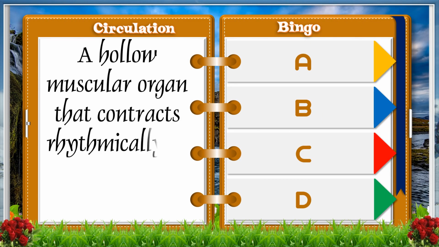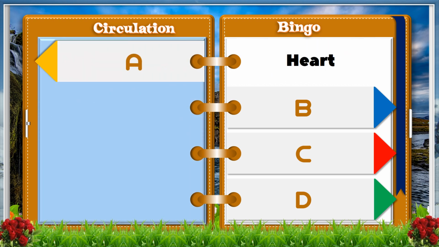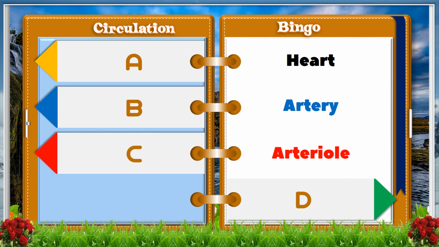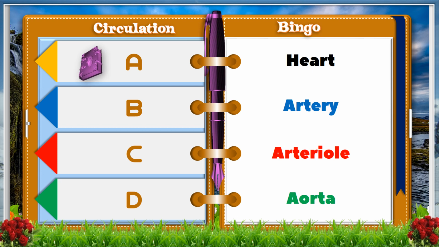A hollow muscular organ that contracts rhythmically to pump blood around the body. A. Heart. B. Artery. C. Arteriole. D. Aorta. And the answer is A. Heart.